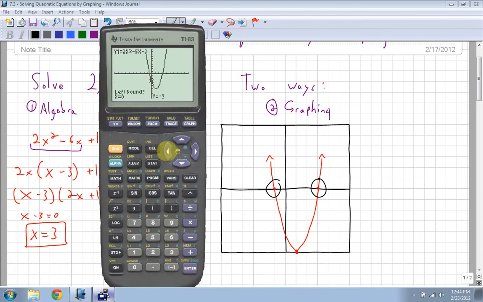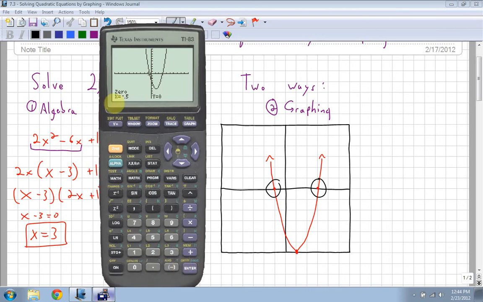And again, it brings you the left bound, so I need to go to the left of the first 0. Here's the first 0 here, so I'm going to go just to the left. Make sure you go to the left, and I'm going to press enter. Right bound, I have to go to the right of that 0, as long as I'm to the right. And I press enter, and then enter again for guessing.